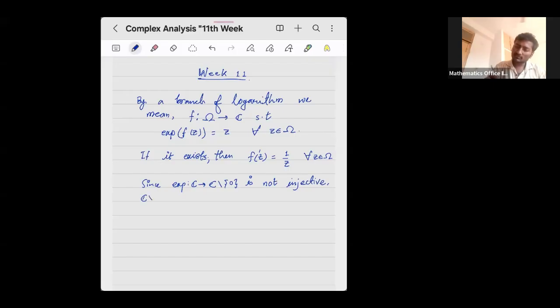So for f from C minus 0 to C, such a branch of logarithm does not exist. Okay, because we want to take the inverse of some function, and this function which we are defining on the domain C minus 0 does not work. So we have to restrict our domain first of all. To get an inverse, we restrict our domains. So we'll see what kind of domains we have to restrict to, so that it is injective, such that, okay, such a branch does not exist.